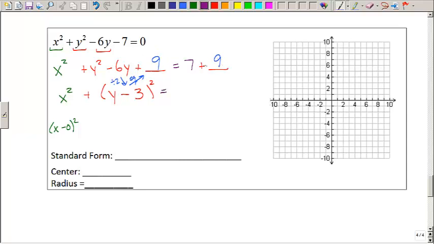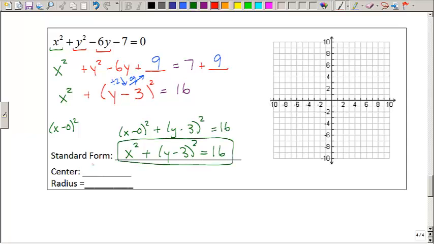When I add these values, 7 plus 9, I'm getting 16. I now have my equation in standard form. X squared plus y minus 3 squared equals 16. Another way of thinking about that is x minus 0 squared plus y minus 3 squared equals 16. Putting the 0 next to the x would help us get our center. My h is going to be 0, and my k is going to be the opposite of negative 3, or positive 3. So my center is at 0, 3.